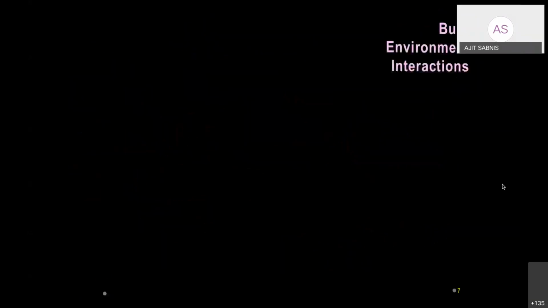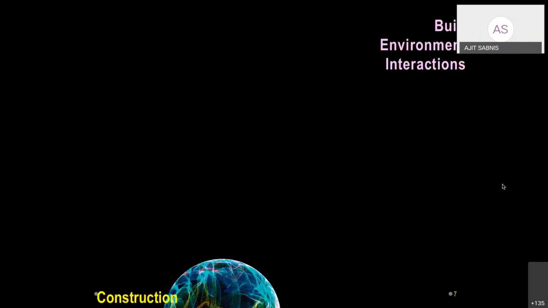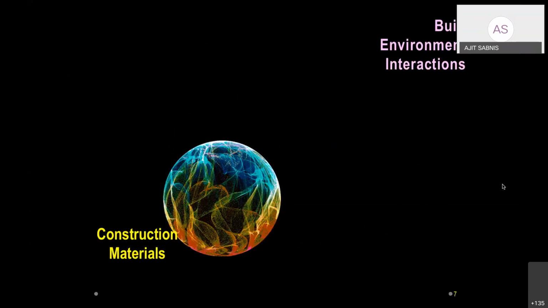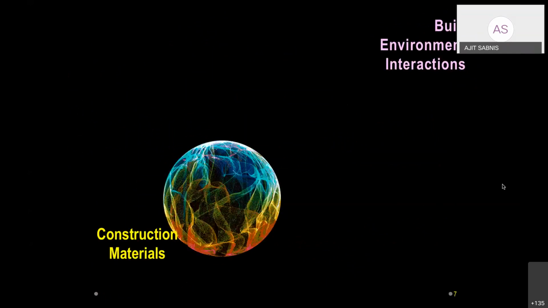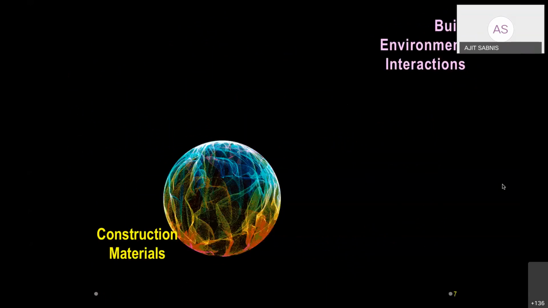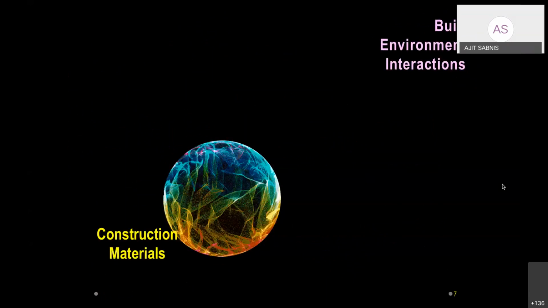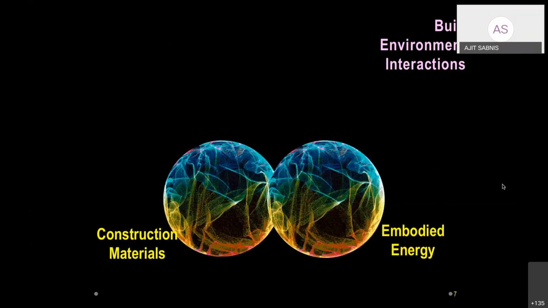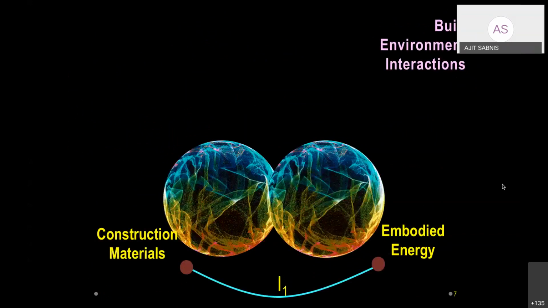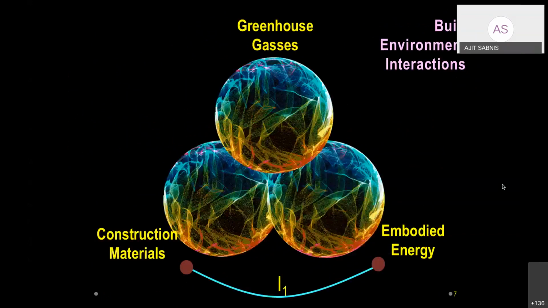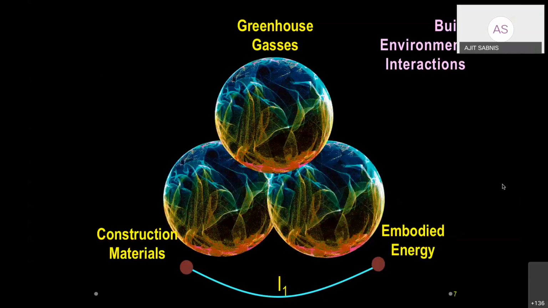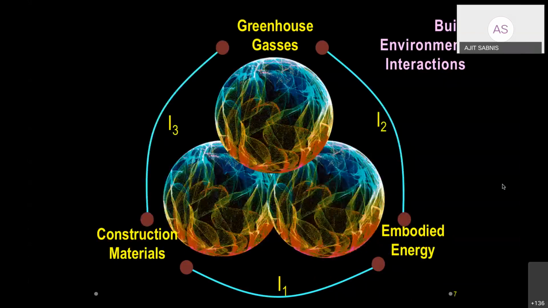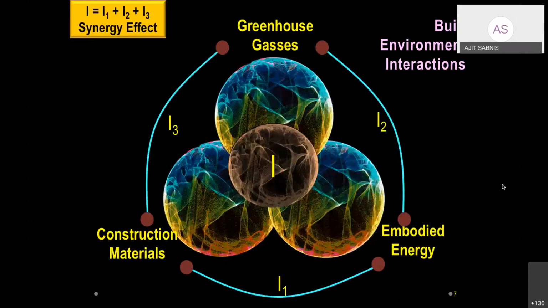Then when we come to the next slide, we will start from today's topic. The built environment primarily interacts with three critical elements of our biosphere simultaneously. One is the construction materials. The second one is the embodied energy aspect of it. And between the two, there is an interaction that happens. The third one is the greenhouse gases, which are already locked in. The interaction between the three items can be represented, and what we actually have is the synergic effect.